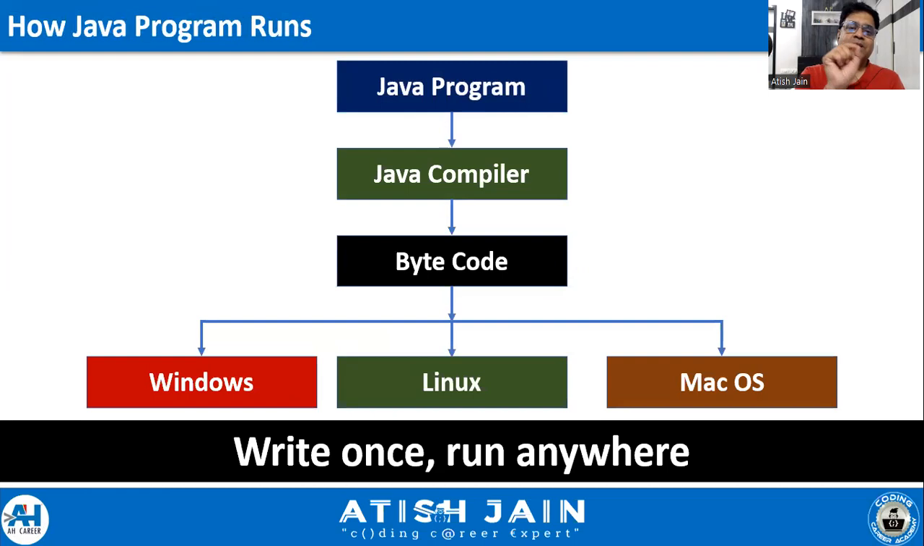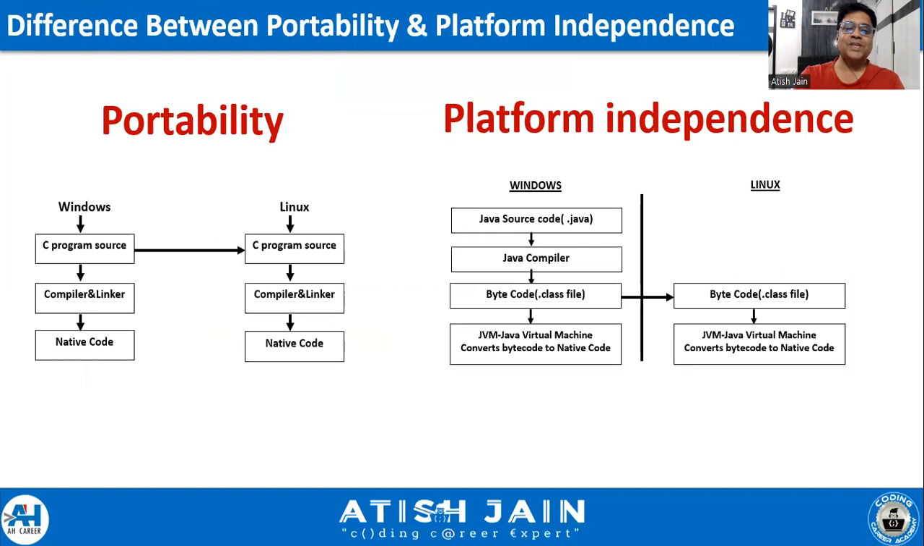So Java claims one slogan: write once, run anywhere. And C language claims write once, compile anywhere. Is it clear? So portability and platform independence, you just try to understand the difference. C program source code you'll copy from one machine to another machine. And again, you have to recompile it on the targeted machine.